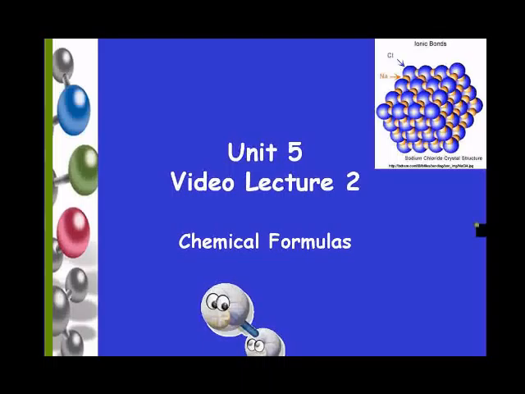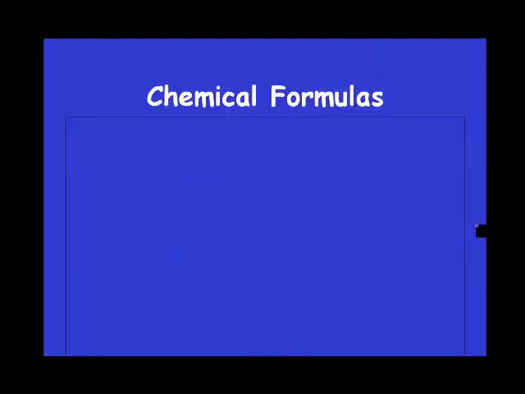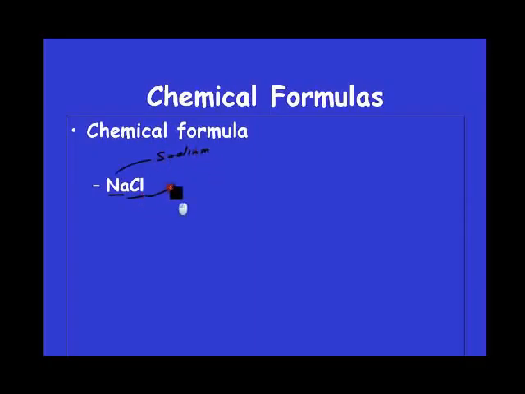A chemical formula is a combination of chemical symbols that represent the composition of a compound. Examples are NaCl. We have the chemical symbol for sodium and chlorine. Other examples are CaOH2 and Al2SO4 3.